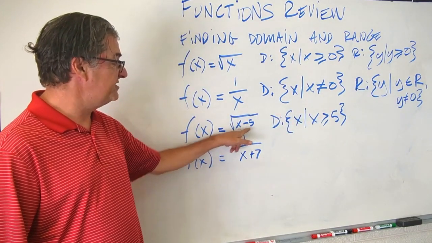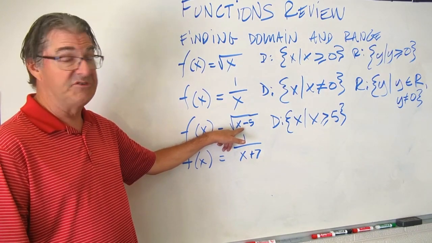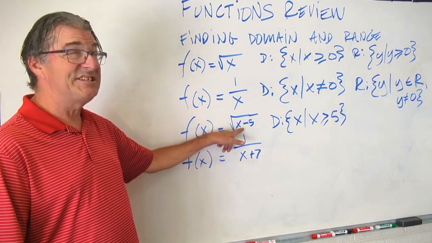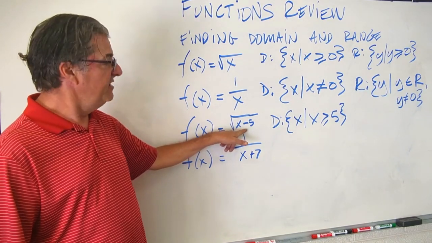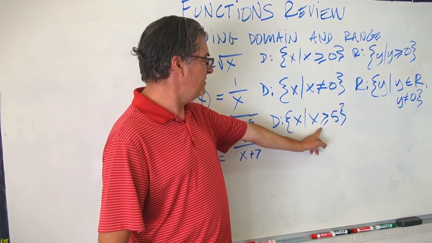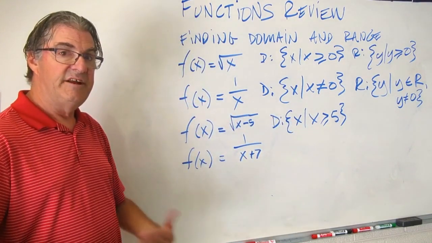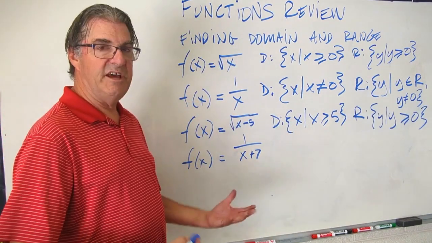X can be 5, because then this would be 0 in here, and the square root of 0 is just 0. But if x is less than 5, then this number is going to be negative, and we can't do that. So the domain is going to be limited to x being greater than or equal to 5. Now pause the video and come up with the range. Okay, let's see how you did.